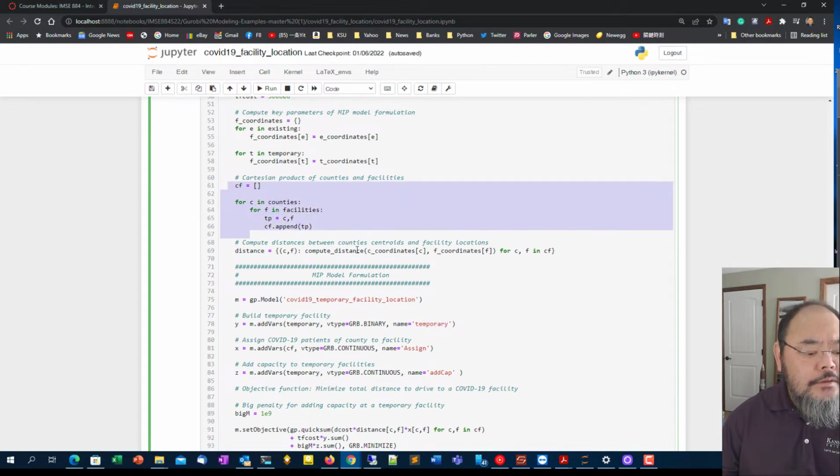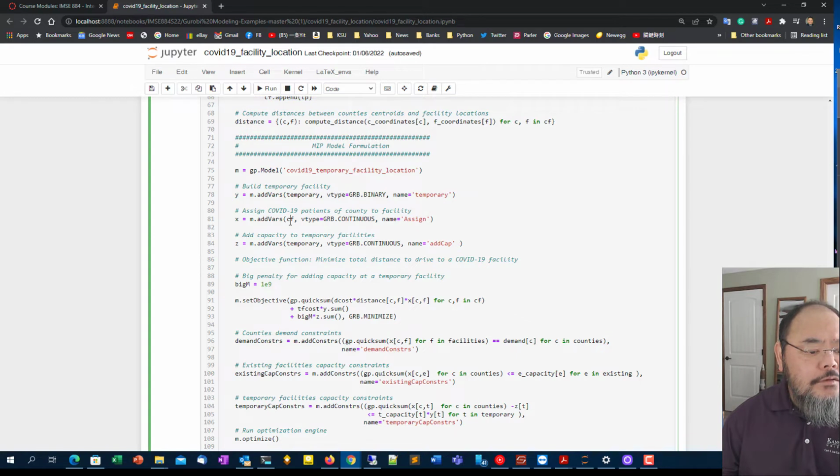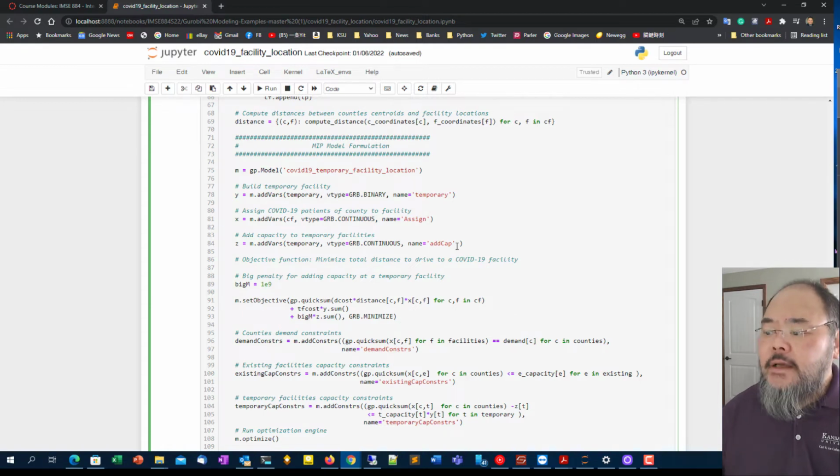We've done it right here. For each county-facility pair, I want to have an XCF. They are continuous variables representing the number of patients actually covered by that particular facility from that county. We'll call this variable assign, and of course its abbreviation is X. Z is the extra capacity for expansion. It's based only on the temporary index, and they are continuous variables. We call this variable add capacity.